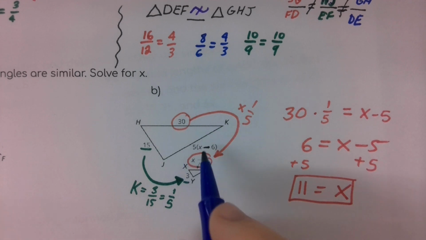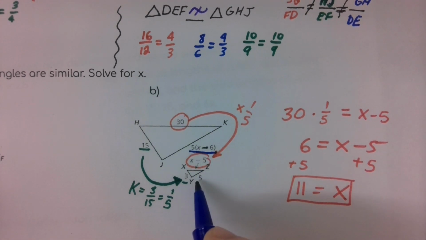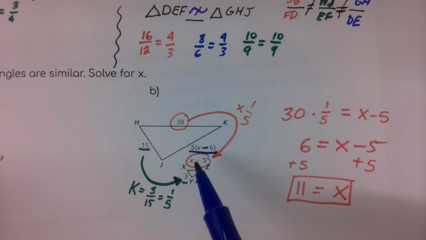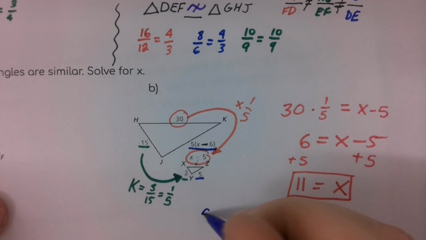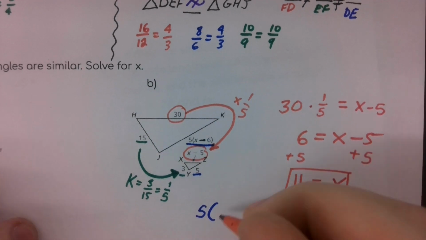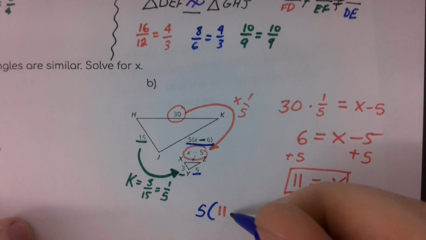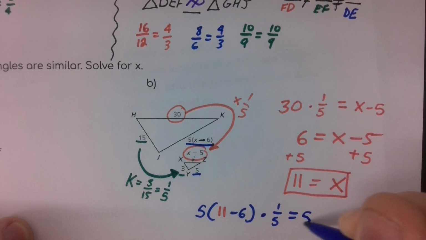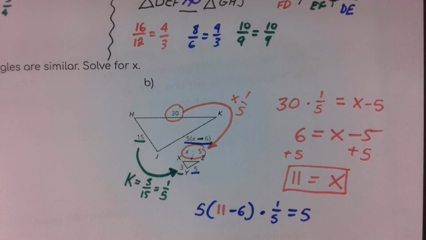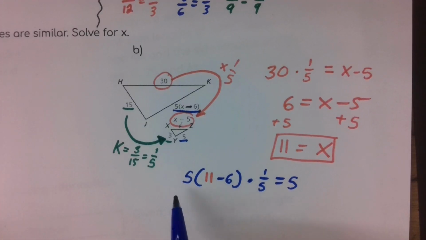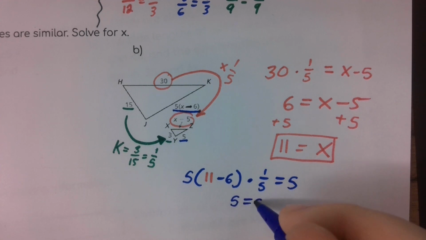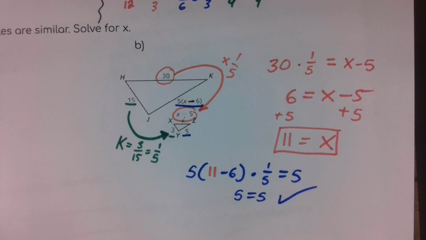Well, there are two locations where there's x's. We could plug it in to this length here and see if it multiplies by 1/5 to make 5. So 5 times 11 minus 6 times our scale factor of 1/5 should equal 5, according to this. Let's see. 11 minus 6 is 5. 5 times 5 is 25. And 1/5 of 25 is just 5 again. Check. We got it.